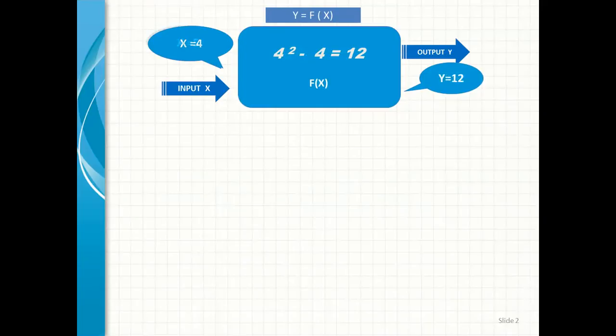If I put x equal to 5, this becomes 5 squared minus 4, which is nothing but 25 minus 4, which is 21. So I get the output here as 21.